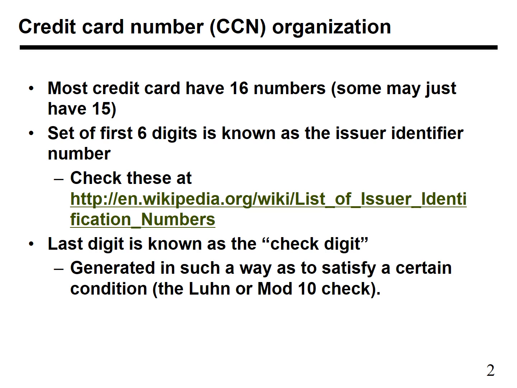The last digit, the one on the far right, is known as the check digit. What this does is guarantee whether or not the credit card number is valid. It's generated in such a way to satisfy what's known as the Luhn check. We'll talk more about that very shortly.